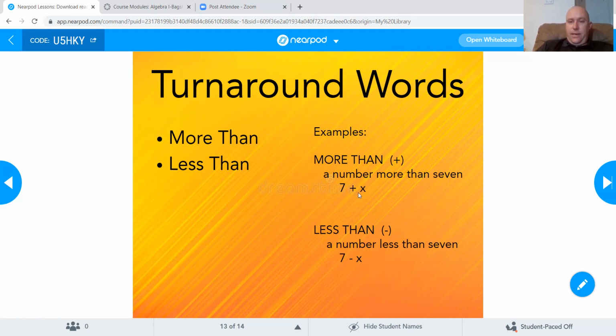Now, for more than, technically you can put x plus 7 because 7 plus x and x plus 7 are basically the same quantity. Because when you add 2 numbers, it doesn't matter the order, but it definitely matters for subtraction. So if you don't do it for subtraction, you would definitely have a wrong answer.